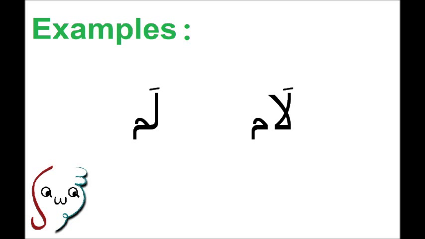Lam and lam. Again, read from the right to the left. Lam, lam. Here we can notice in the first word we have a lam with fatha, then an alif, then a mim, and this will be pronounced as laam. But in the second word we have just a lam with fatha and a mim, and it will be pronounced as lam. So it's laam, lam. I hope you can hear the difference. Then the second example.